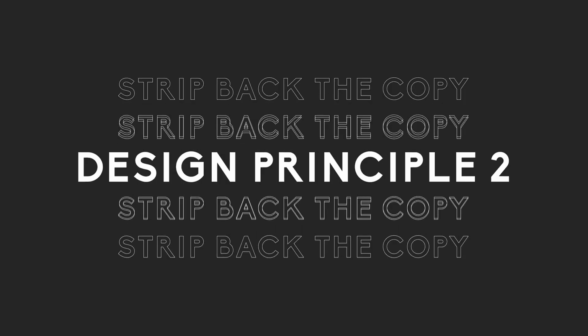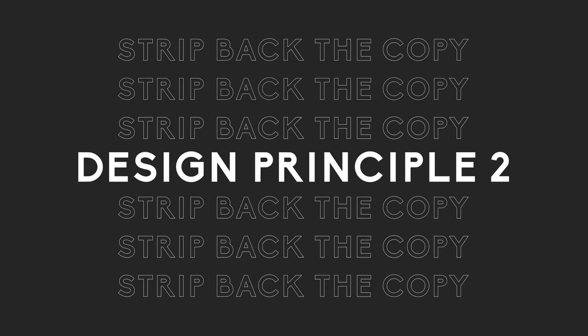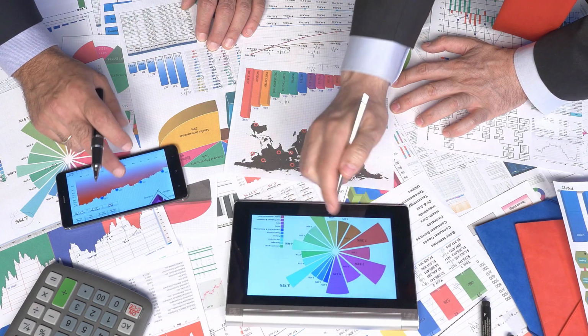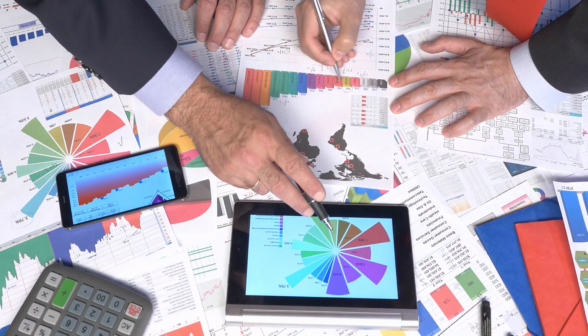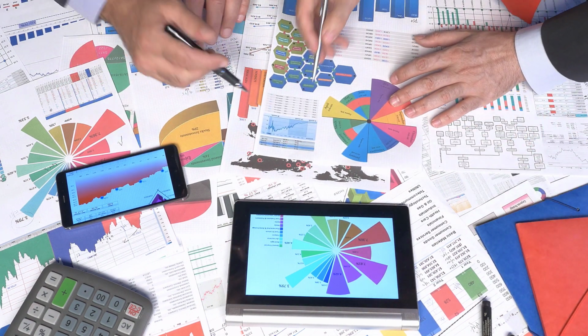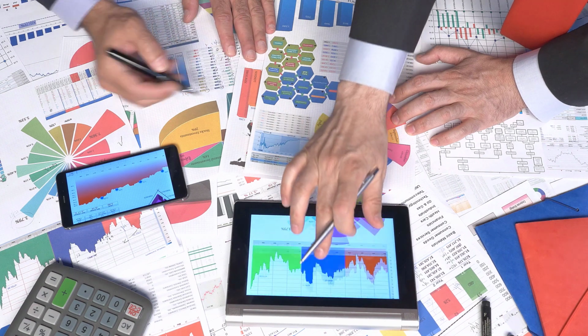Design principle number 2. Strip back the copy. If you're planning on splitting a slide into a group of bullet points and an infographic, you're brewing the recipe for a very congested presentation.